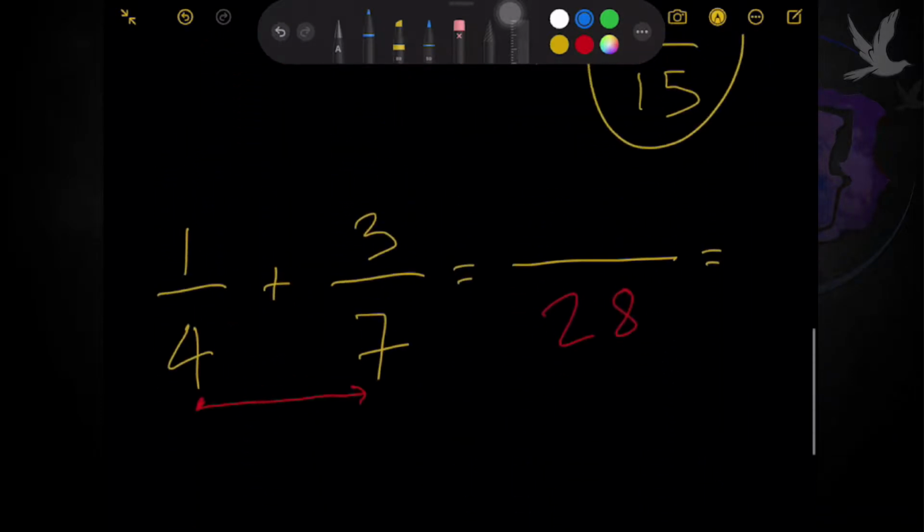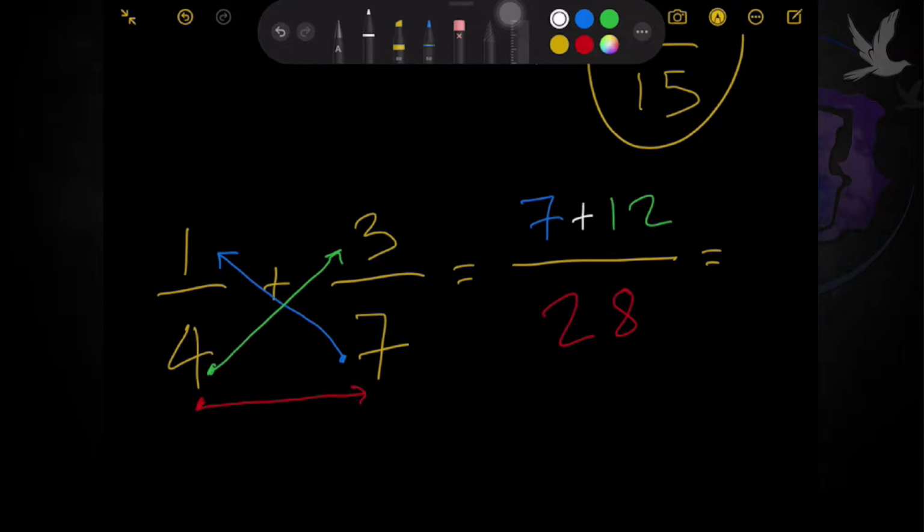And from this point to this point, you have 7 times 1. 7 and 1. 7 times 1 will give you 7. And then again, from this point going to this point, 4 times 3 will give us 12. And operation involved here is addition.